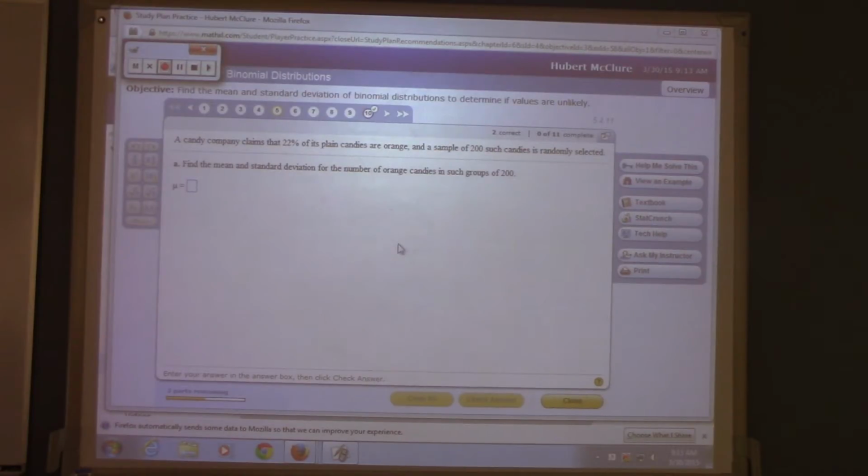All right, do this one. I want you to do everything. I don't care what it says, I want you to do everything. It says a candy company claims that 22% of its plain candies are orange. Golly, I wonder what company this is. A sample of 200 such candies is randomly selected. Find the mean and standard deviation.